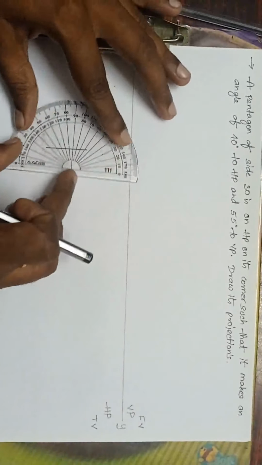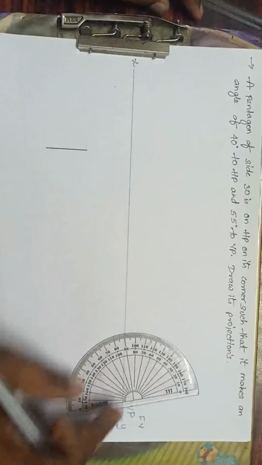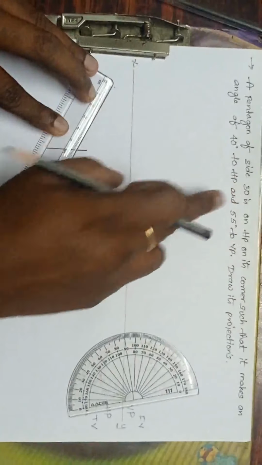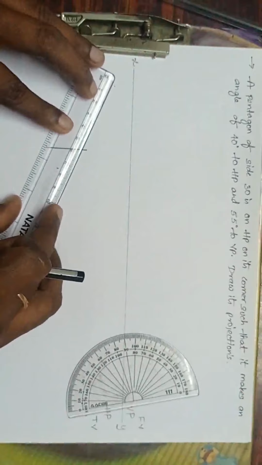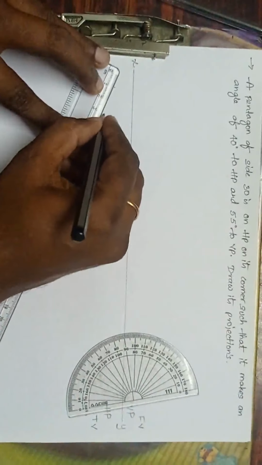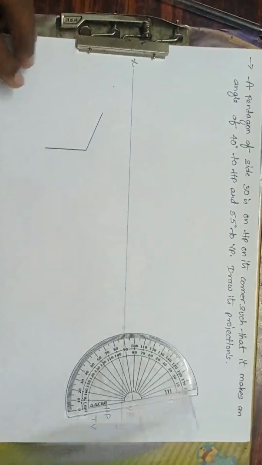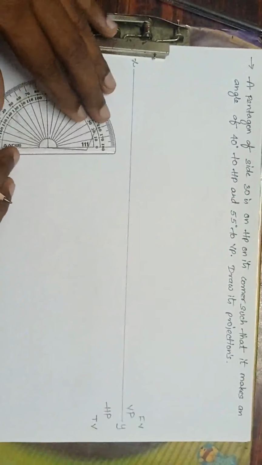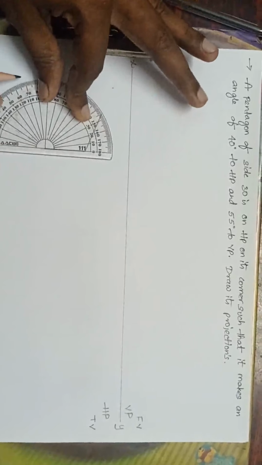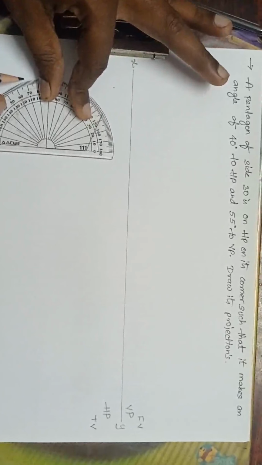Now I have to take 72 degrees. Okay, now at 72 degrees, what is the side? That is 30 mm. I have to draw the side also at an angle of 72 degrees. That is 30 mm. Done. Next, here also I have to take 72 degrees. See here. Okay, this is 72 degrees.